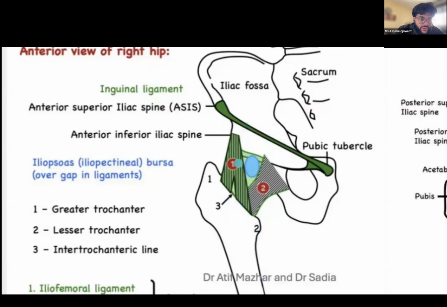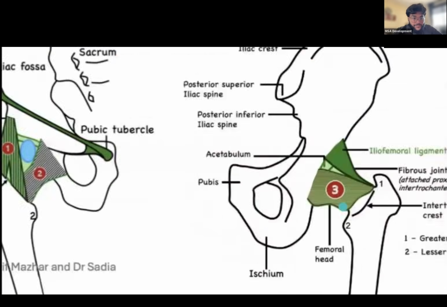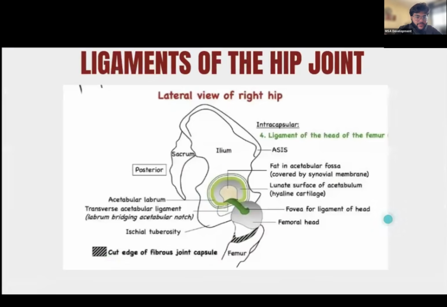Over here, you have the iliofemoral ligament between the ilium and the femur. Then over here, you have the pubofemoral ligament between the pubis and the femur, and the ischiofemoral. You can't really see it. Okay, the ischiofemoral ligament is right here. You can see it from posteriorly, and it connects to the femur. Okay, that's all you need to know for the ligaments.